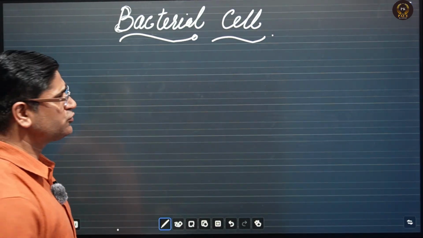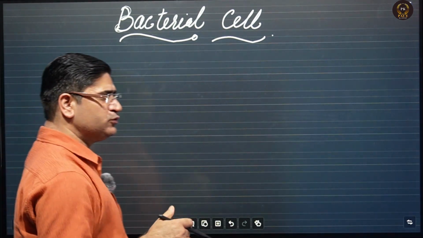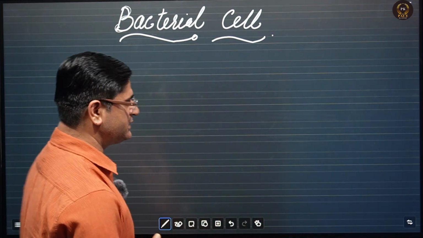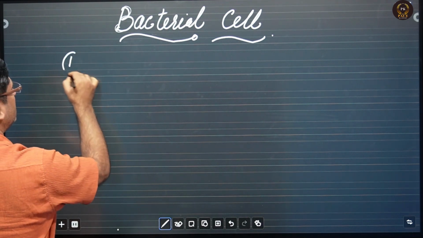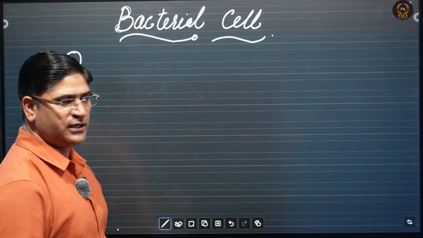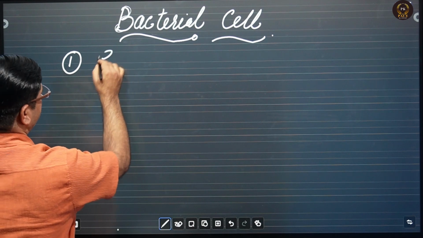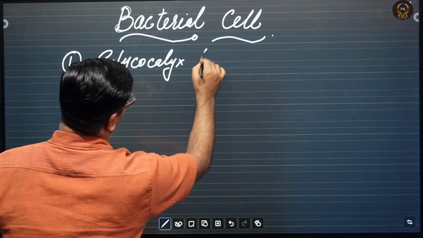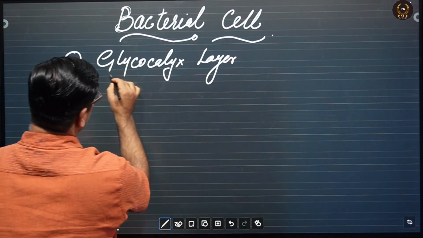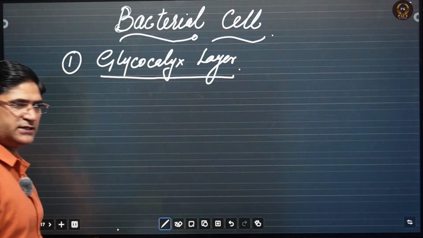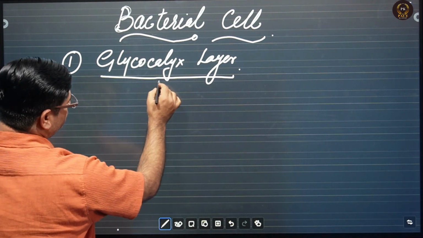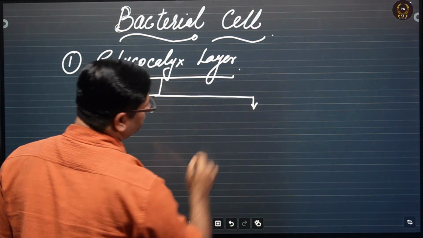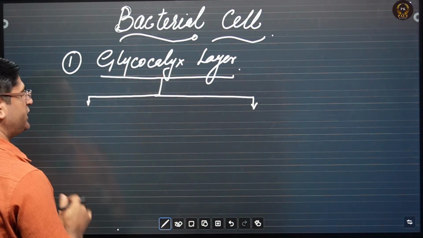Now let me take you through the composition of the different characteristic features of the same bacterial cell. If we go from the outer to the innermost, the outermost layer is known as the glycocalyx layer. This glycocalyx layer in the bacterial cell is composed of two layers.